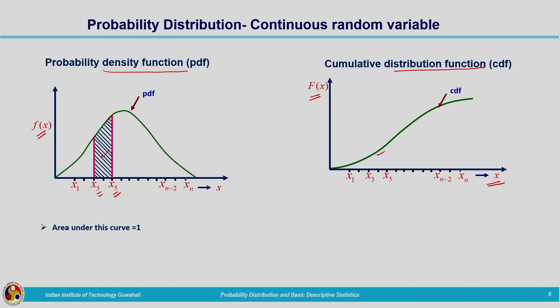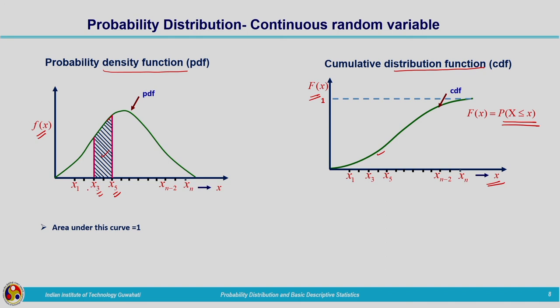This is our cumulative distribution function, and the maximum value attained by this cumulative distribution function will be equal to 1. So that maximum value can be observed from this curve, that is equal to 1. Now this expression corresponding to F(x) is, F(x) is equal to P(X less than or equal to small x). Small x is the specified value corresponding to the random variable.